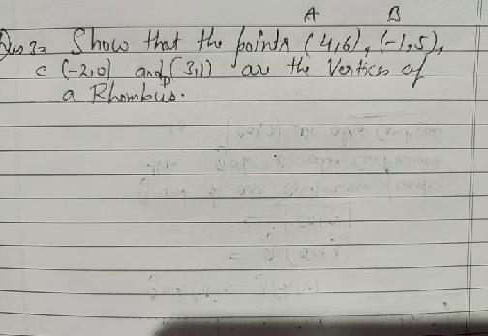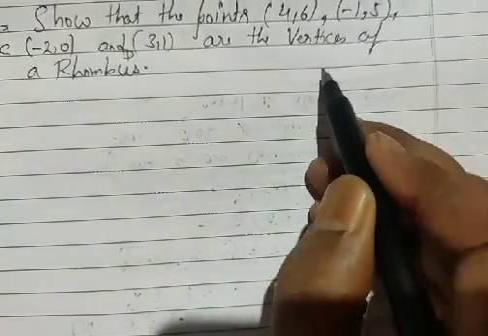So in that type of problem, when it asks to show that the given 4 points form a rhombus, first of all we have to find all four sides and show that these four sides are equal. Then after that we have to find the two diagonals, their lengths, and show that the diagonals are not equal, then these are the points of a rhombus.